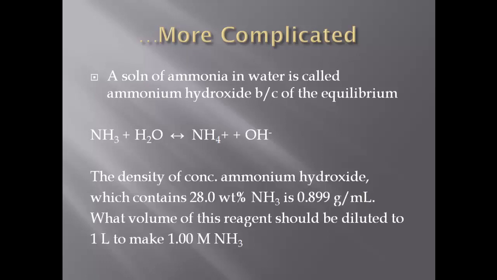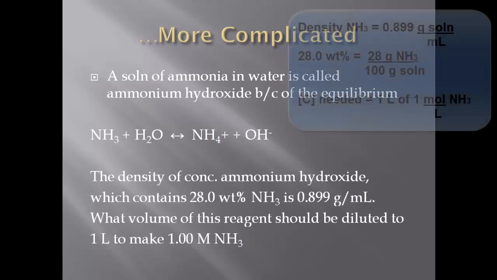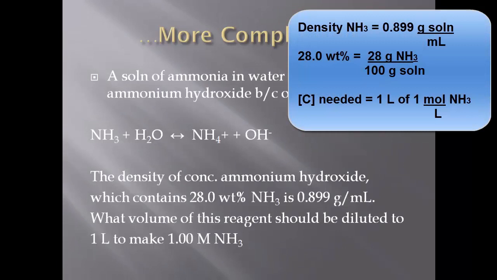All right, there's a lot of information there. What volume of this reagent should be diluted to 1 liter to make 1 molar NH3? Okay, so what they want to know is how much of that 28 weight percent NH3 with that density do I need to make 1 liter of 1 molar NH3. So for me to use a dilution formula, I need to have them in the same concentration units.